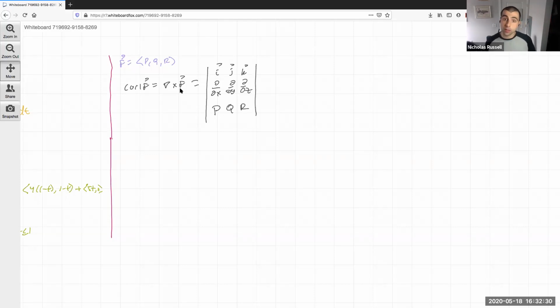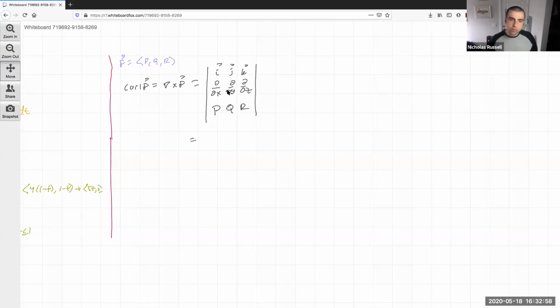Note the curl of the vector field, because it's a cross product, is going to be a vector. The curl of F is itself a vector field. It is all about rotation. Imagine I have an axis here, and I tell you the curl is in this direction. If I place an object here, it's going to rotate in that direction, about that axis.